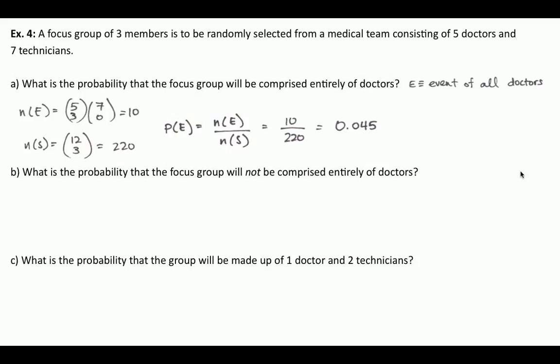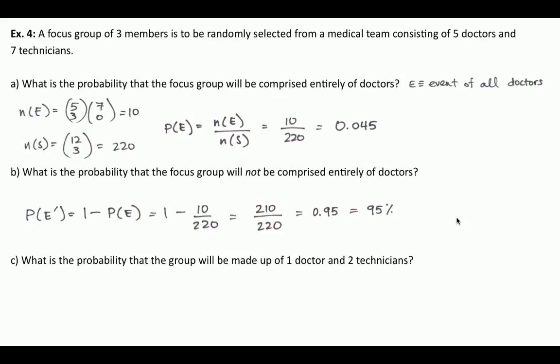Exactly. So what's the probability that the focus group will not be comprised entirely of doctors? If you picture that mini Venn diagram, and the smaller set E is all doctors, then everything else is not entirely doctors, so at least some technicians on there. So again, we're going to use the complement, and we're still taking E as the event of all doctors. This time we want to find the probability of E prime. So we take 1 minus the probability of E, 1 minus 10 over 220, which is 210 over 220, about 95%. So the probability of not getting all doctors is about 95%.